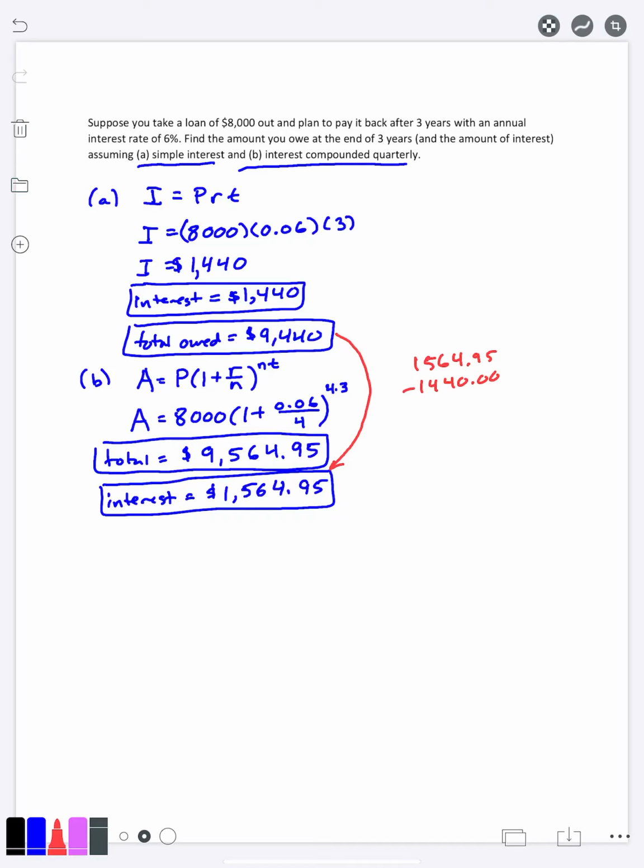And you can just imagine how much more serious it'd be if we had, say, a car loan or a mortgage, say, over 30 years. It's going to be a much bigger difference between simple versus compound interest.